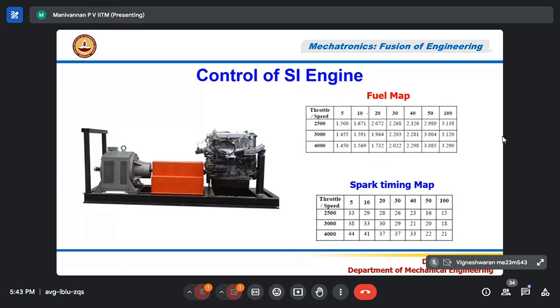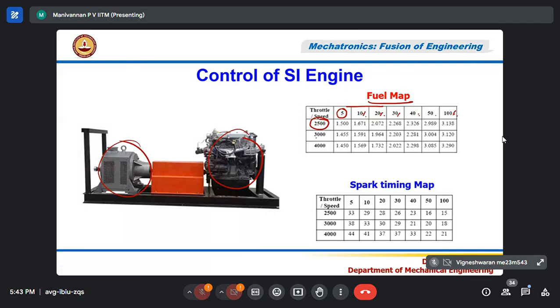Anyway, just a minute. Now I will explain how you create the fuel map. Please see that my engine is attached to a dynamometer, and I run the engine at 2000 RPM in the test bed. Then I open my throttle by 5%. This is 5%, 10%, 20%, 30%, 40, 50, 100% throttle.